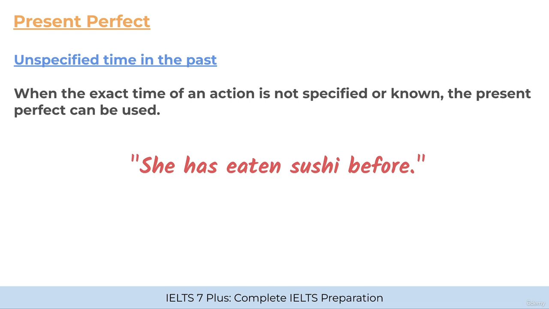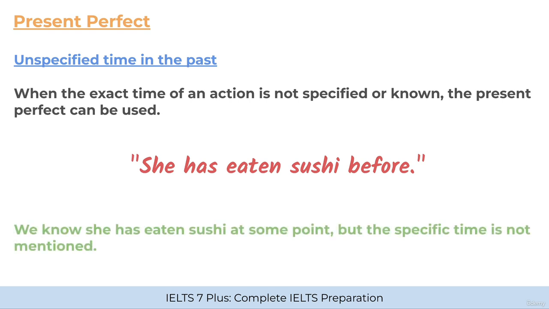Here we can use the present perfect to bring it into the now, and maybe this is relevant for the present because someone asks the subject, have you eaten sushi before? Maybe someone else says, she has eaten sushi before. Do you like sushi? Maybe you're talking about sushi in general. But we're not sure when, and that's almost not important here. It's just the fact that it has happened.